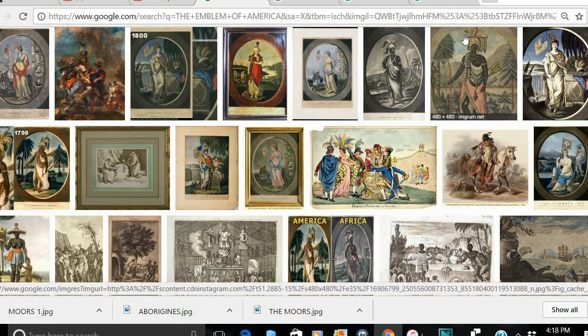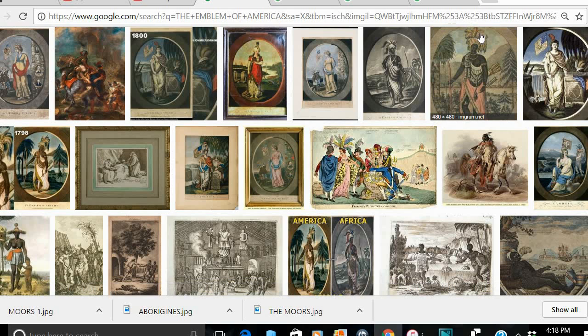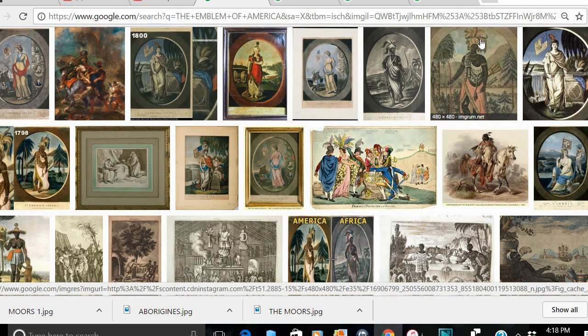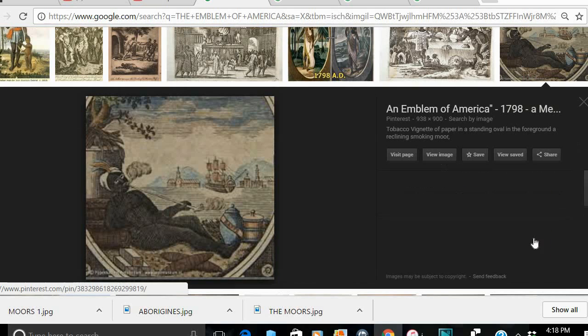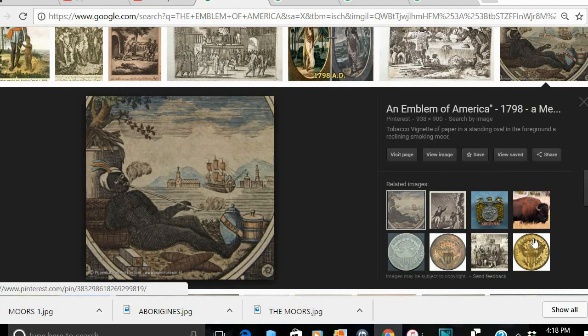So now let's go back into it. All right. So now look, you see, she's got the turban on again with the feathers in it, or the leaves or whatever they are. I don't know what they are. If somebody knows what they are, please correct me in the comments, all right? But what I found funny was this one. This picture right here. See this? This says an emblem of America, right?